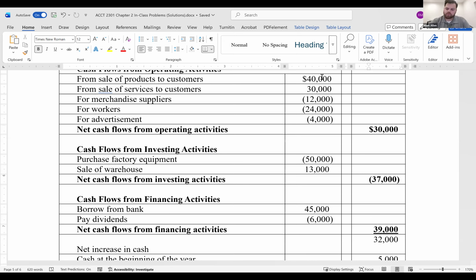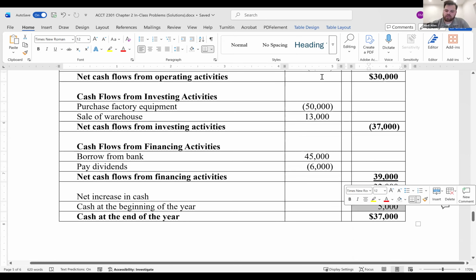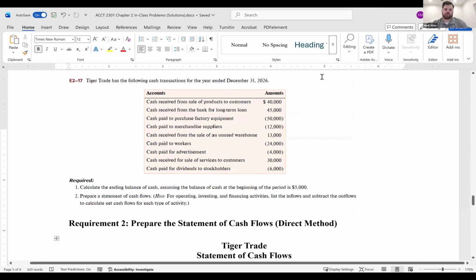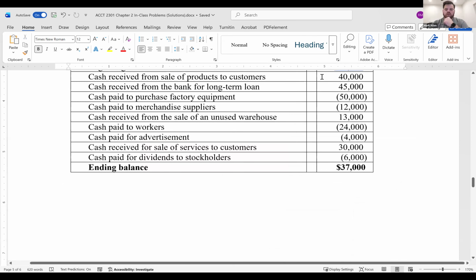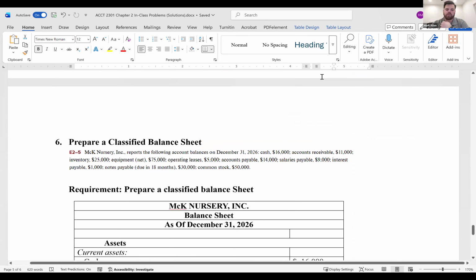All right. So we have our increase in cash of 32. We began with 5,000, meaning we ended with 37. And that should not come as a surprise because in the first part of this question, we calculated the ending balance to be 37,000. So I feel very confident that we have accomplished this correctly.